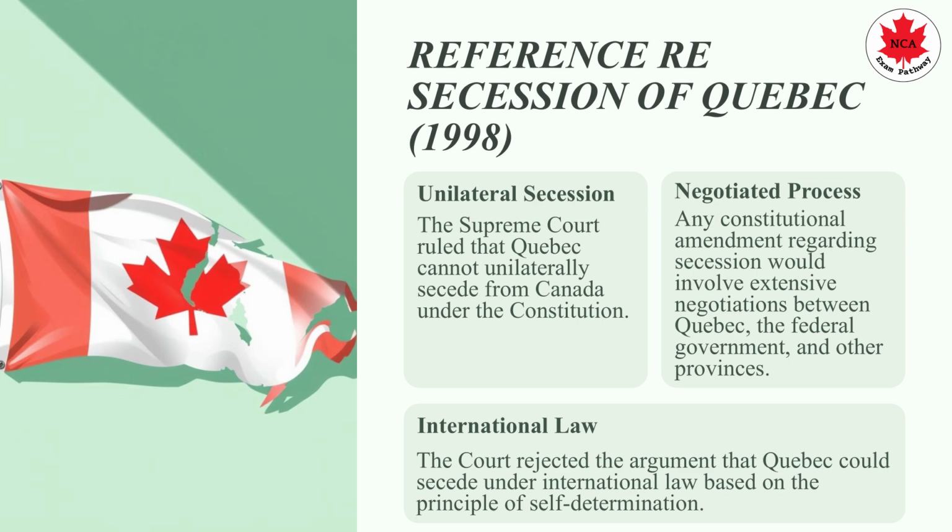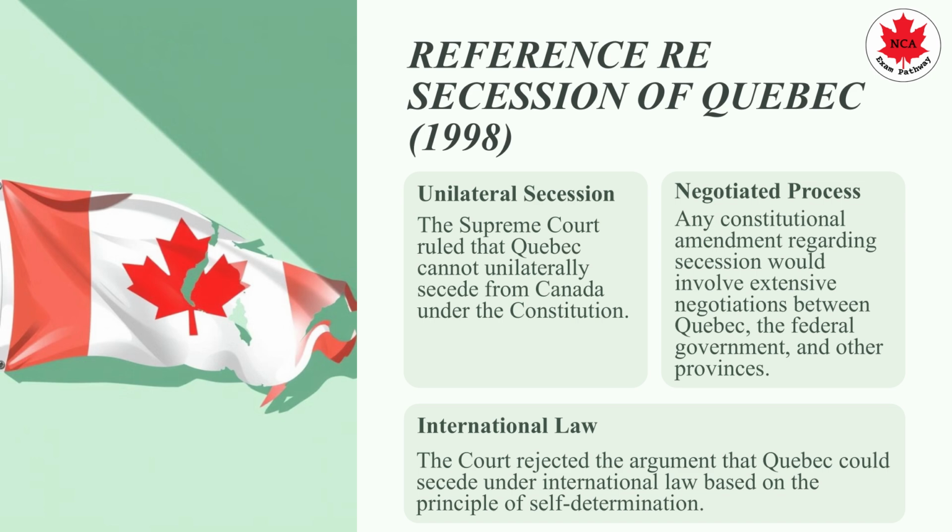So here Section 38, that is the general amending formula, or we can say the 7/50 rule. Here the secession of a province would fundamentally alter the structure of the Canadian Federation. Therefore, the 7/50 rule, that is consent of parliament in 7 provinces representing at least 50% of the population, would be required.